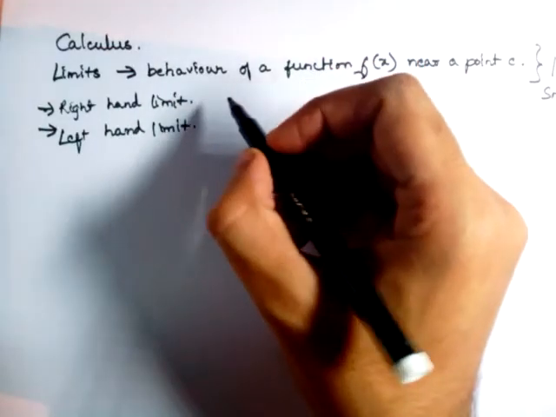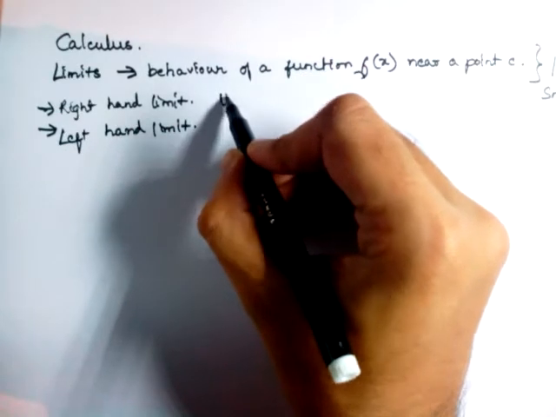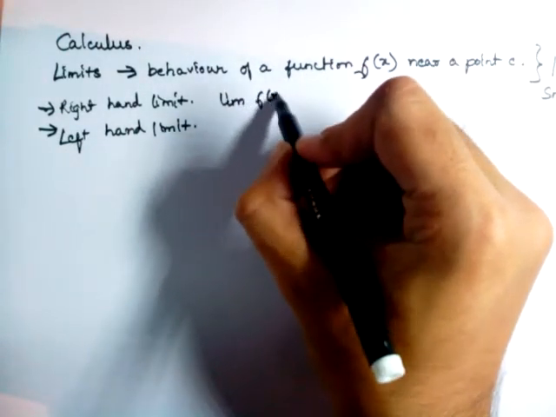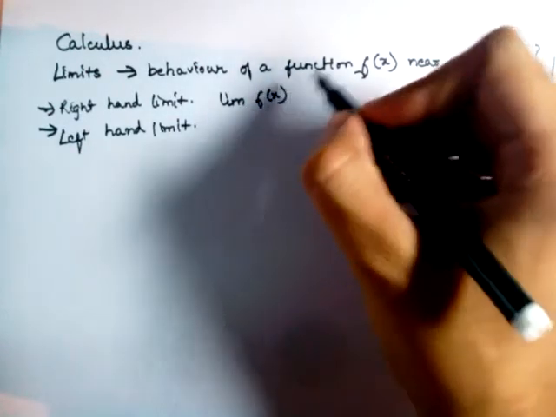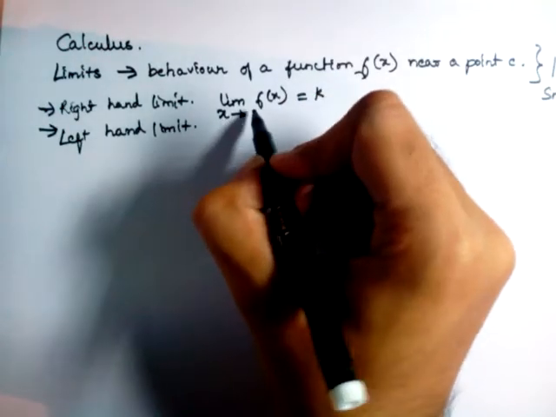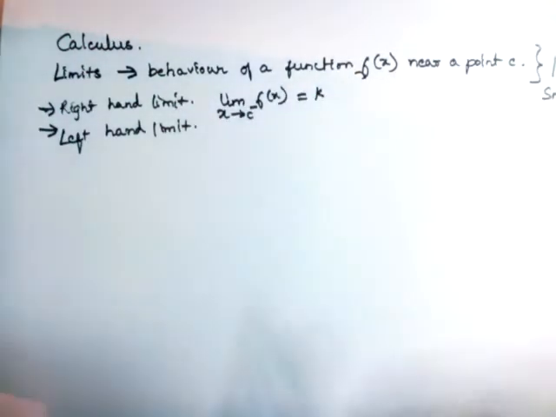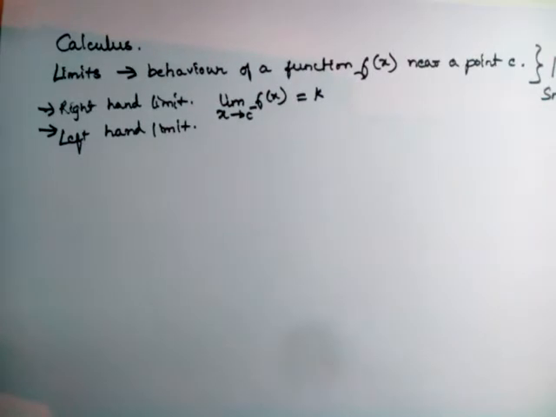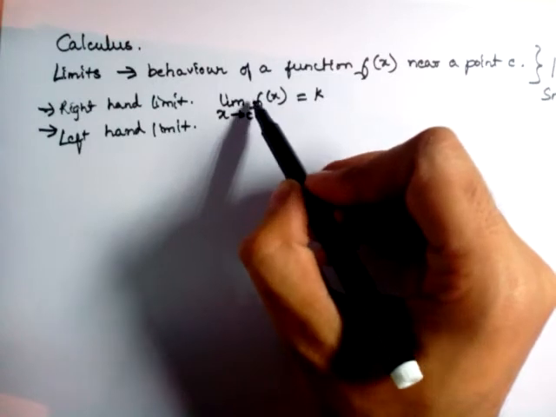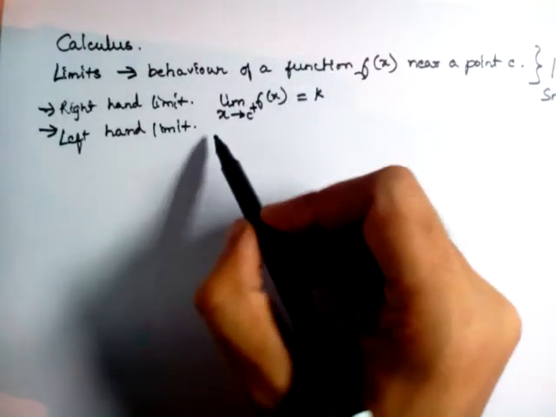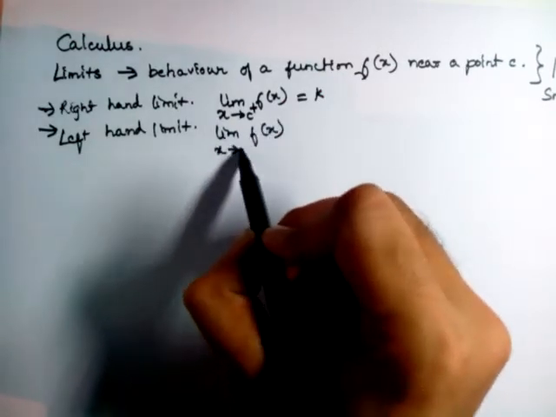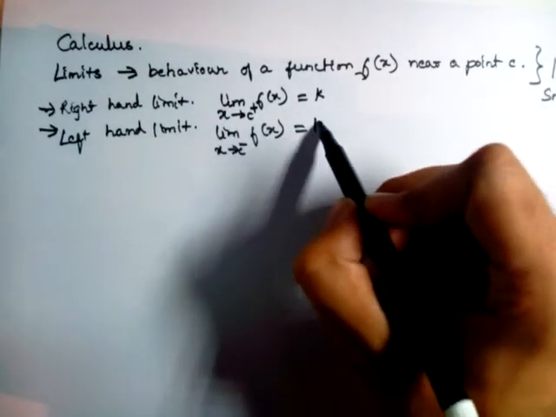So left hand limit is given as limit of f of x is equal to k, x tends to minus c. That is the left hand limit. If it's plus c, it's the right hand limit. So the left hand limit is given as x tends to minus c.